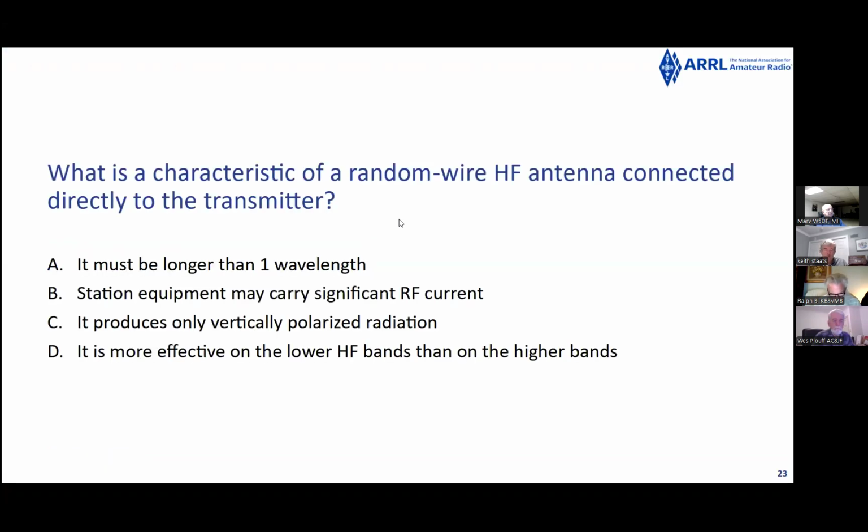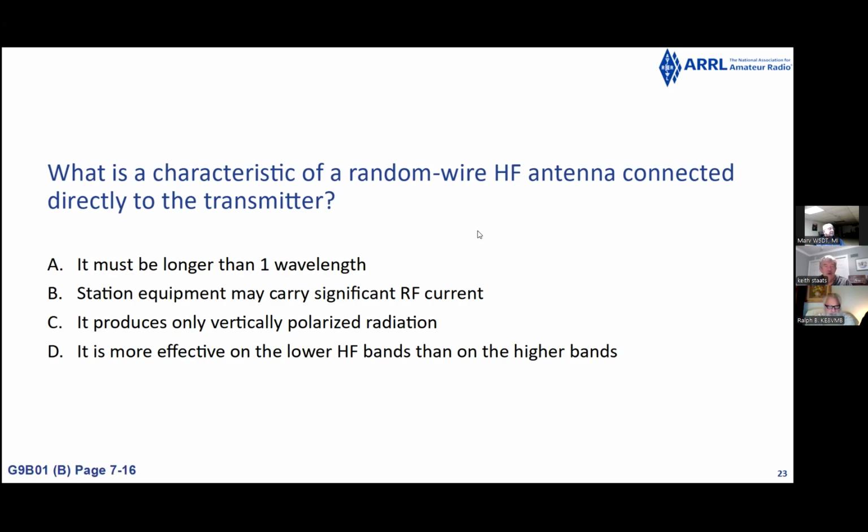What is the characteristic of a random wire HF antenna connected directly to the transmitter? It must be longer than one wavelength. Station equipment may carry significant RF current. It produces only vertically polarized radiation. It is more effective on the lower HF bands than on the higher bands. You complained about the RF current, so I'm going to go with B, Bravo. Everybody agree? Agreed. You stressed that point pretty well. That's correct.